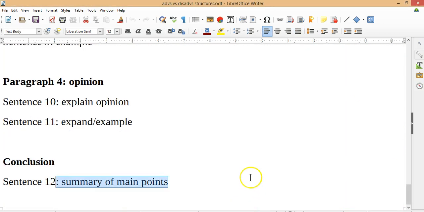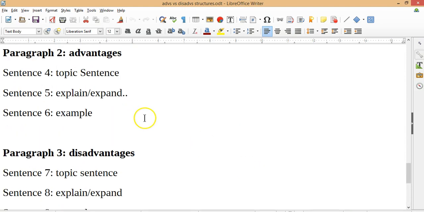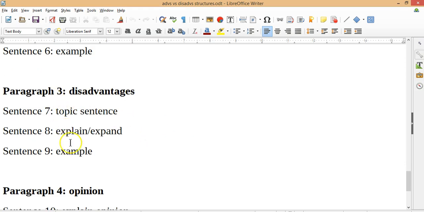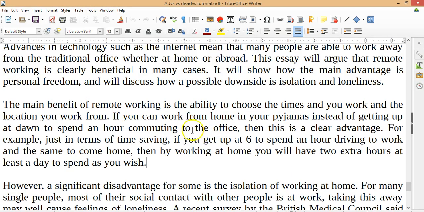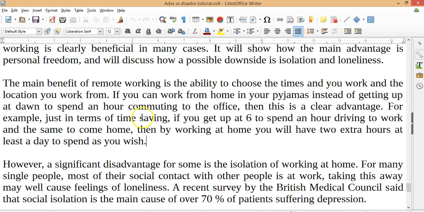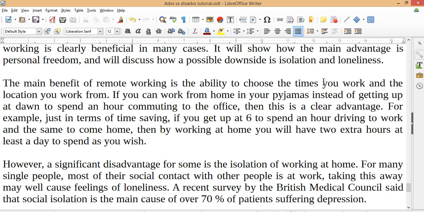So the structure for the rest of it is basically the same as we said. Topic, explain, example, topic, explain, example. So, your topic sentence, the main benefit of remote working is the ability to choose the times you work and the location you work from. So that's the main advantage.